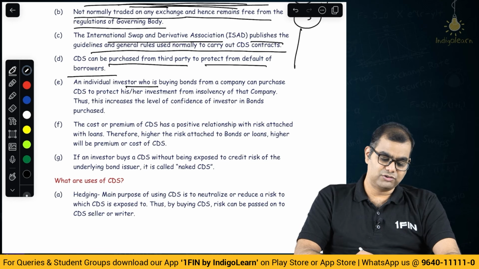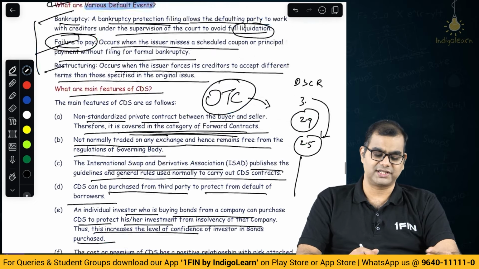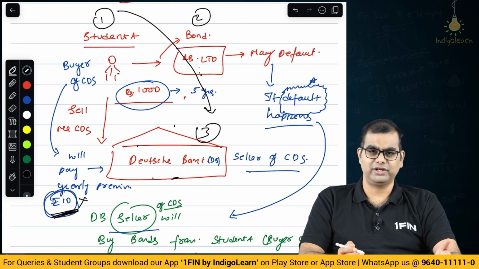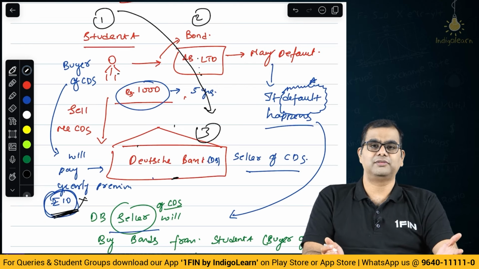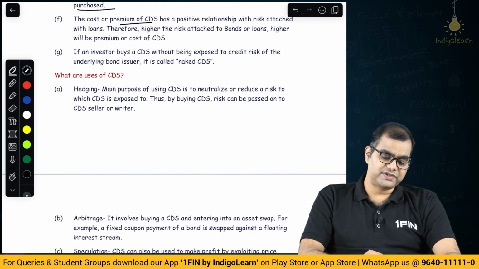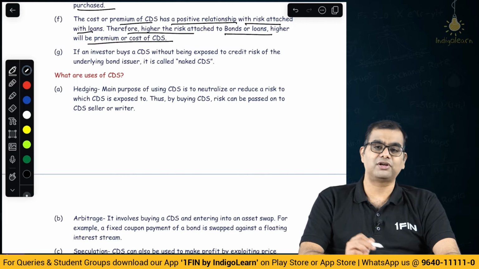An individual investor who is buying bonds from a company can purchase CDS to protect his investment from insolvency of that company. Thus, this increases the level of confidence of the investor in the bonds purchased. Exactly our example. So, student A purchases the bond and also purchases the CDS. Because of that, they are happy that even if there is a default, nothing will happen to me. Then, the cost of the premium of CDS has a positive relationship with the risk attached with the loans. Therefore, the higher the risk attached to the bonds, the higher will be the premium of the CDS.